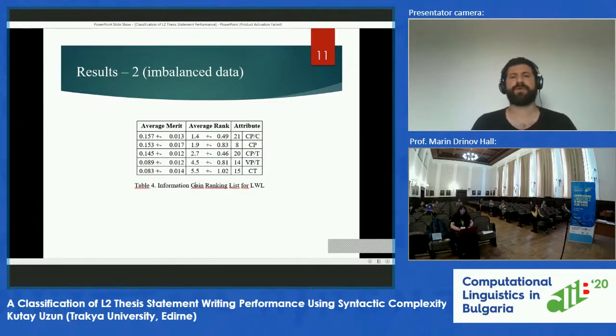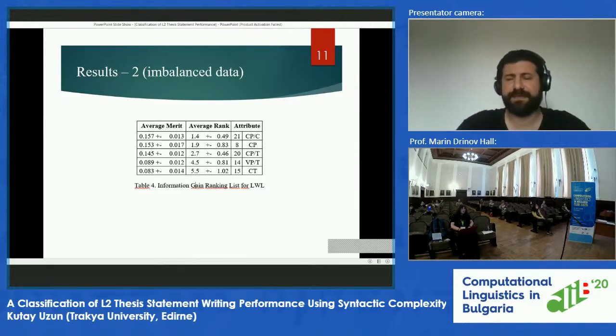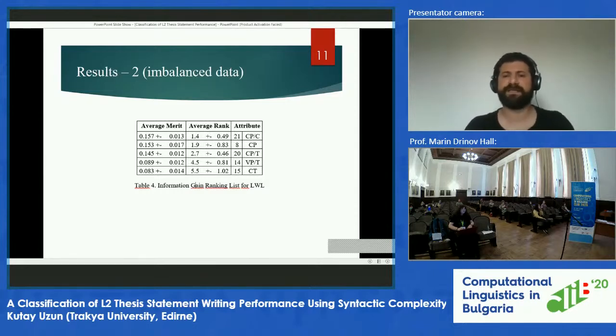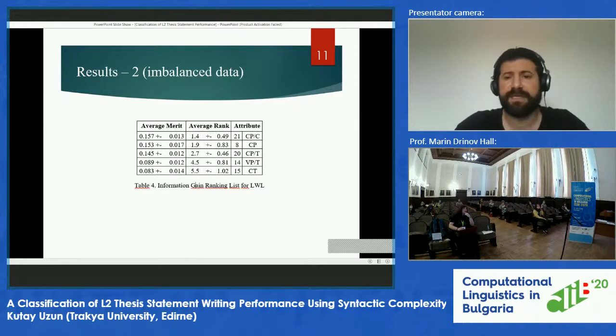And in table 4, you can see the variables that actually contributed the most to the classification operation. Of course, the list is longer. You can see the entire table in the full text, but these are the 5 top information providing variables to the algorithm. These were coordinate phrases per clause, coordinate phrases, the number of coordinate phrases, then coordinate phrases per T unit, verb phrases per T unit, and complex T units. What's interesting here is that the top 3 variables that contributed the most to the algorithm were all related to coordination.